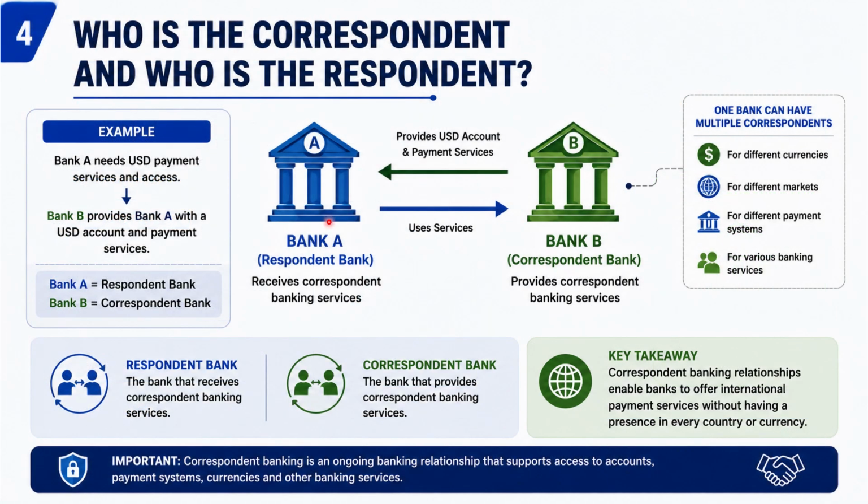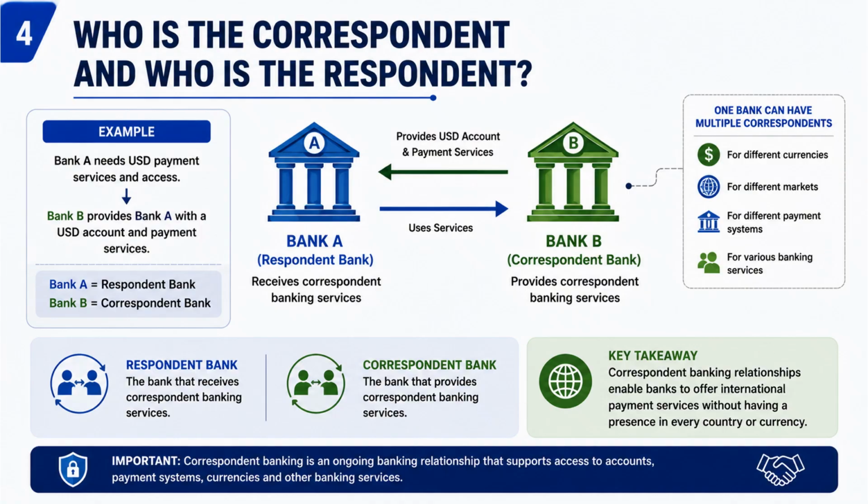Suppose Bank A needs US dollar payment services, and Bank B provides Bank A with an account and related payment services. In this relationship, Bank A is the respondent bank because it receives the services. Bank B is the correspondent bank because it provides those services. A bank may maintain multiple correspondent relationships depending on the currencies and markets it needs to access.